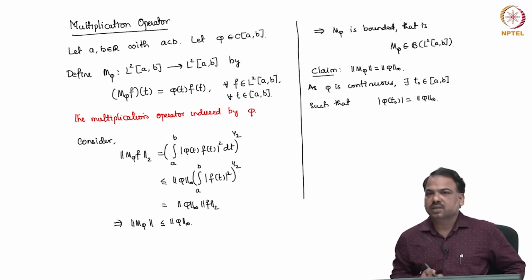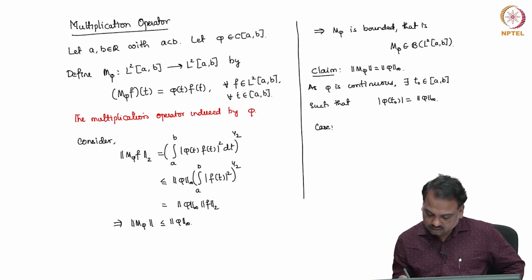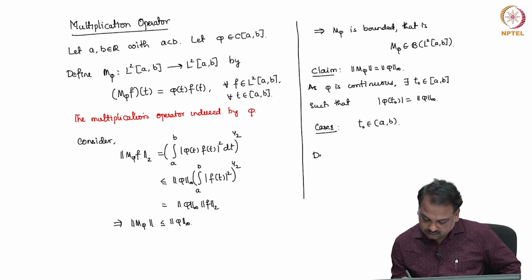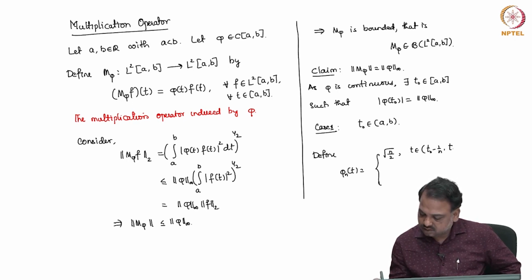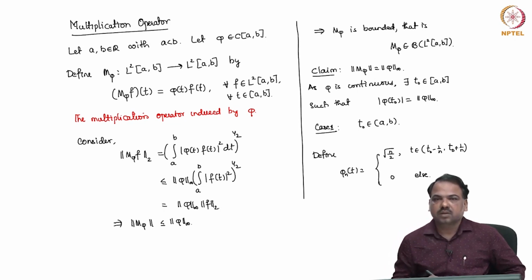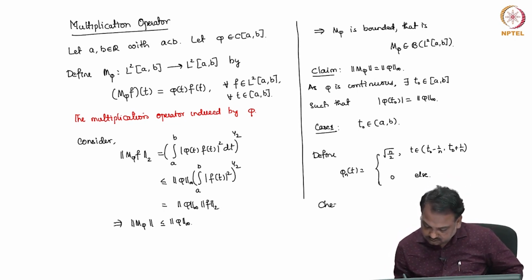Now here we deal with two cases. The first one, case 1: we assume that t naught comes from the interior of the interval. Then in this case, we define a sequence of functions phi n of t as follows: root n by 2 when t is in the interval t naught minus 1 by n, t naught plus 1 by n, and 0 else. Now we can easily check that the L2 norm of phi n is exactly 1 for every n.